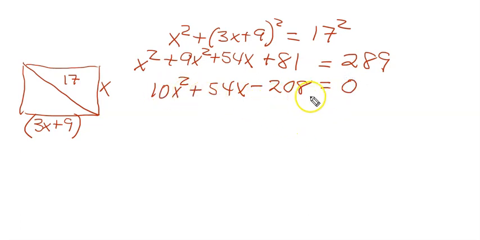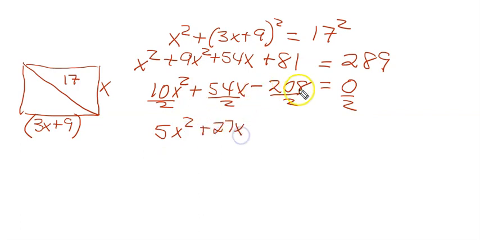Now I notice these are all even, so I'm going to divide everything by 2. Again, with smaller numbers, it's a tad easier to work. So this is going to be 5x squared plus 27x, and this is a negative 104, and that equals 0. Now we're asked to factor this.